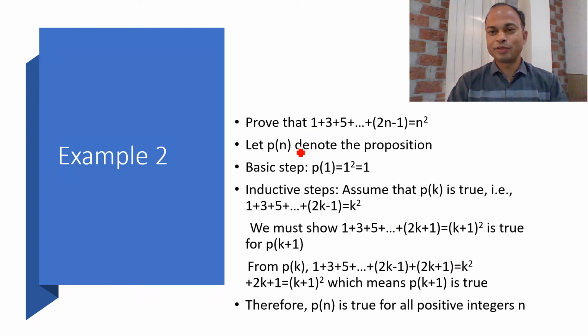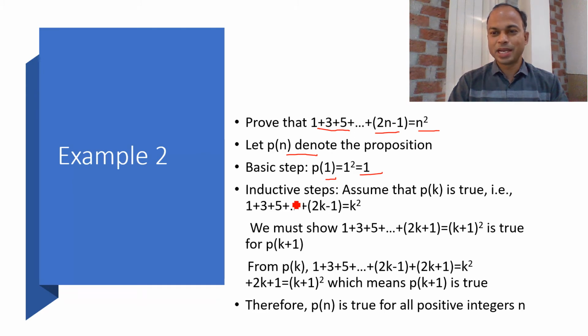We are taking one more example, example 2. In example 2, we have a series 1 plus 3 plus 5 up to 2n minus 1 equals n square. We have to prove it. Here we are initially taking the proposition Pn, and we apply the basic step, n equals 1. If we apply the basic step n equals 1, then we get 1, and 1 is basically our first term. The basic step is true.